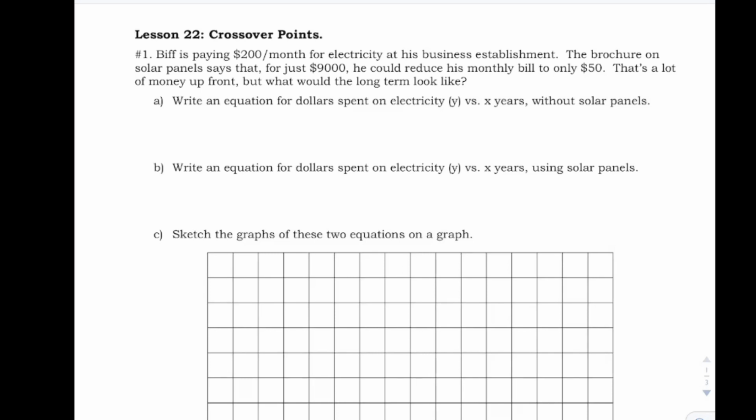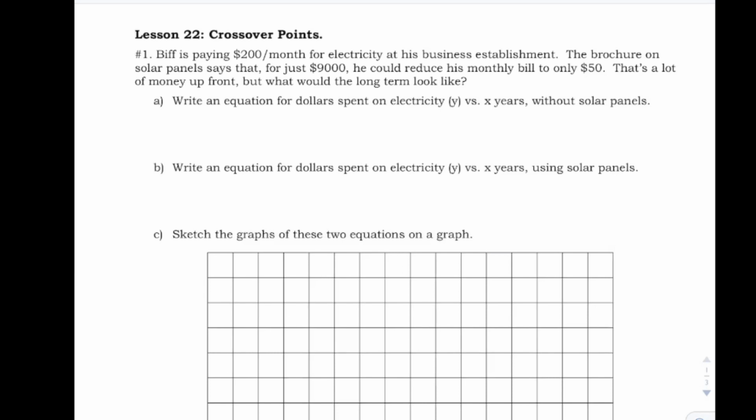So crossover points, what's going on here? Well, we're playing with straight lines. We're going to extend our knowledge of straight lines a little bit by playing with them. This is a particular application that you see a lot. I went through ALEKS myself, pretended I knew nothing, and did the whole thing, and it took a while. But I noticed that they had a lot of these kinds of problems, so I thought it's probably worth looking at.